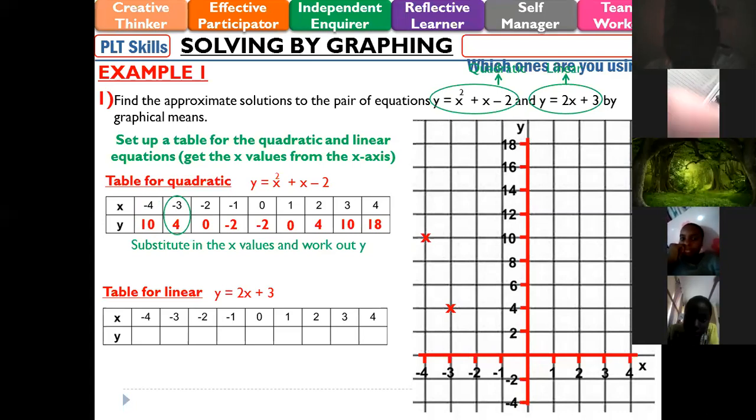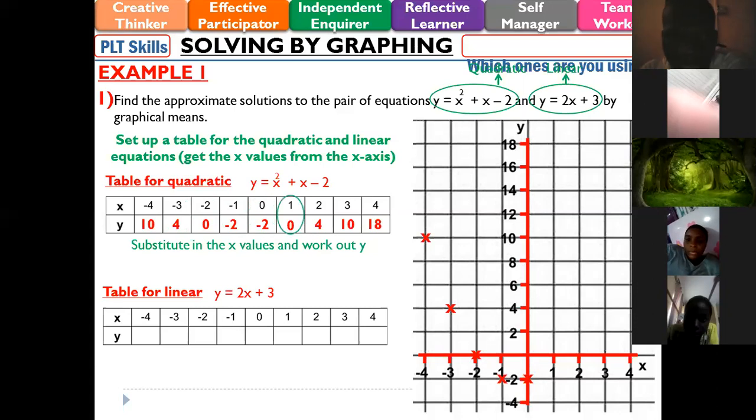Then we also do it for when x is minus 2, y is 0. We plot it on the graph, as you can see. Then when x is minus 1, y is minus 2, and we have it on the graph as well. When x is 0, y is minus 2, so you can see we have it on the graph too.